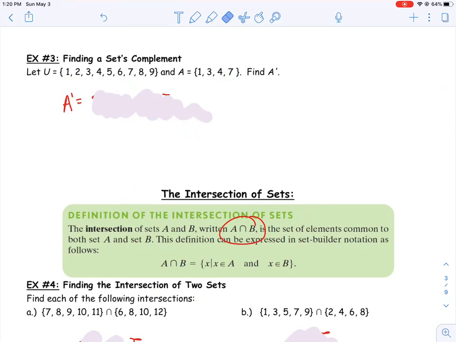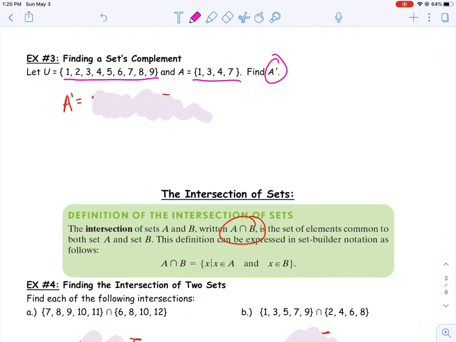Okay? So looking at example number 3, I've taken away our picture now, and I've just written out our sets in roster method. So you need to be able to do all of these problems either with or without a picture, because they're going to give it to you a couple of different ways. Looking at example number 3, we have the universal set that contains the elements 1 through 9. So our big rectangle would have all of those numbers in it. Set A would have the numbers 1, 3, 4, and 7.